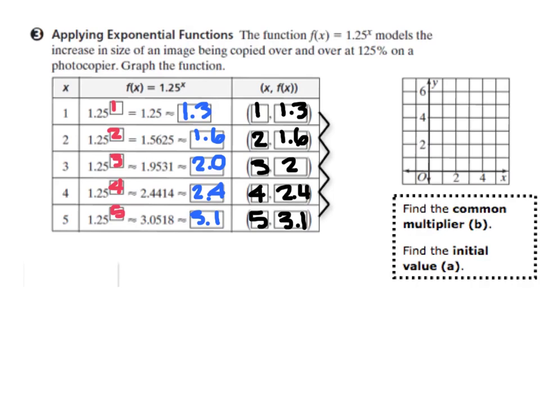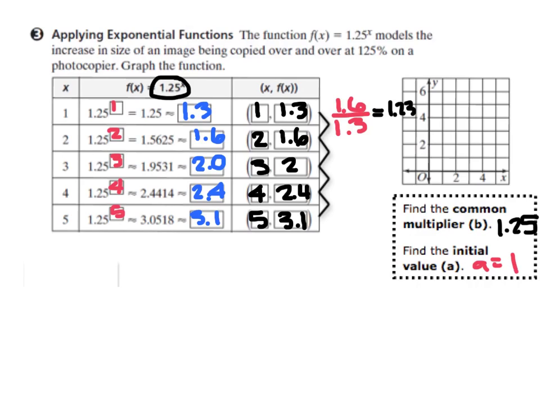So remember here, to find the b value, the common multiplier, we're taking that 1.6 and dividing it by 1.3, and when we do that, we basically get about 1.23, which, notice, should be relatively close to 1.25. So 1.25, our a value, again here, our a value is equal to 1.